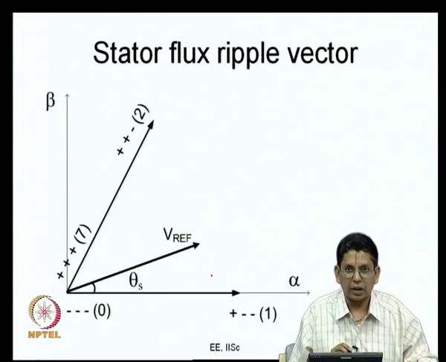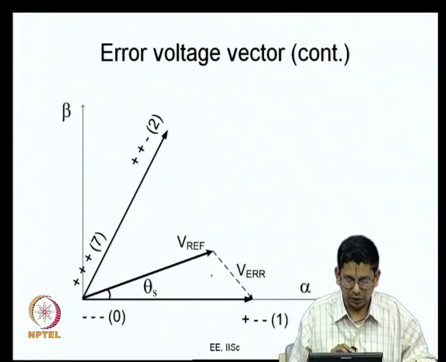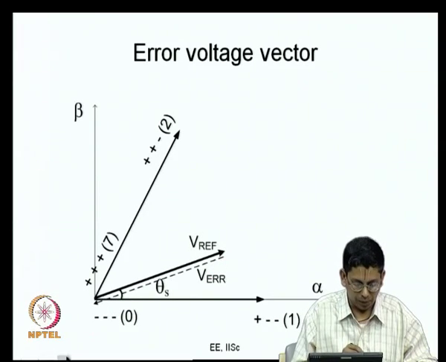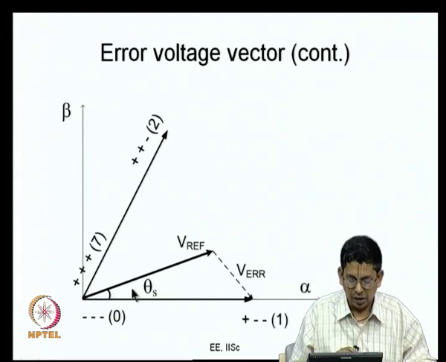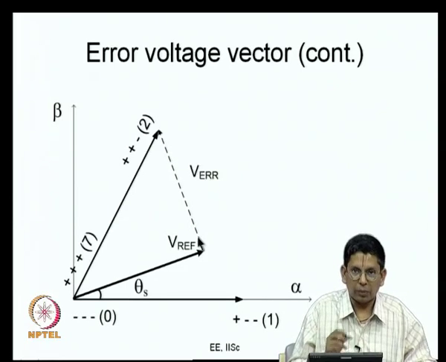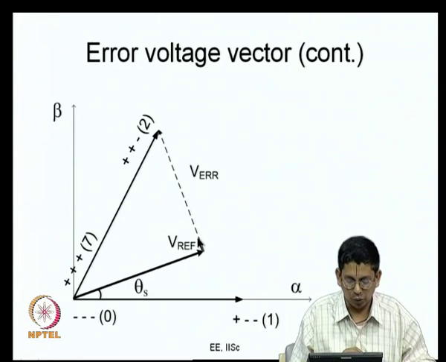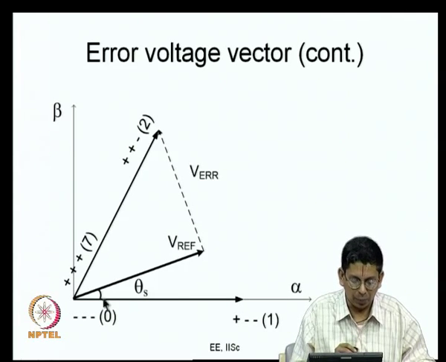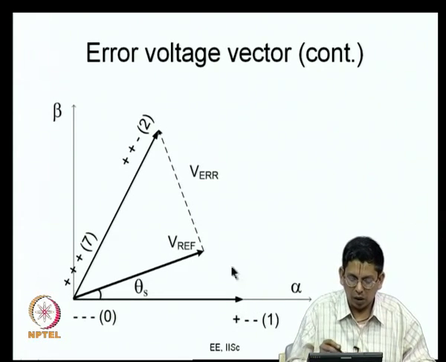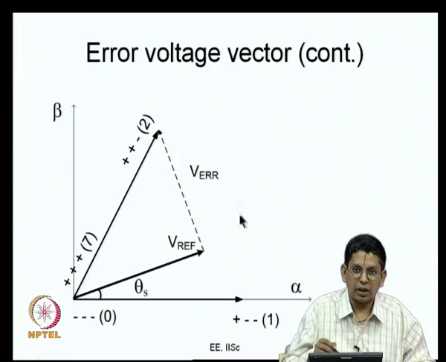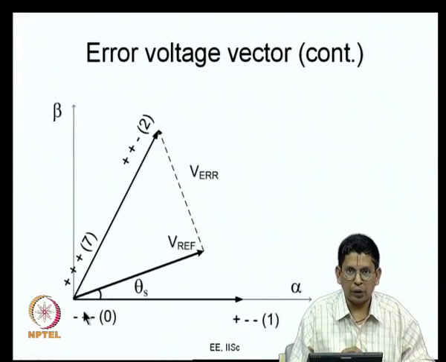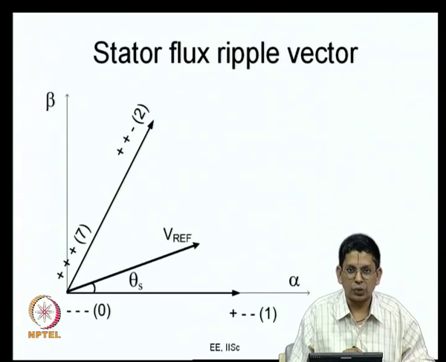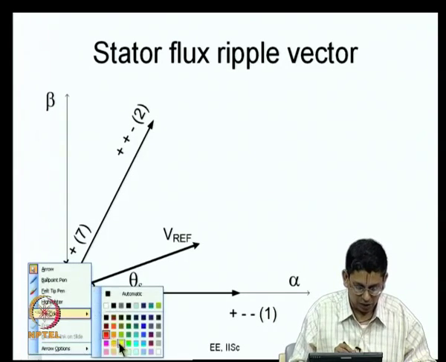As we saw, the error voltage vector is the negative of V reference when the null vector is applied, it is V 1 vector minus V reference vector when active vector 1 is applied, and it is V 2 vector minus V reference vector when active vector 2 is applied. So, in a subcycle you are going to apply the null vector first, then active vector 1, active vector 2 and again the null vector, or the reverse fashion. Therefore, your stator flux ripple vector is going to change in a particular fashion. So, let us get started with that.